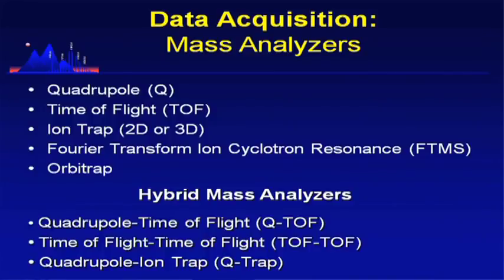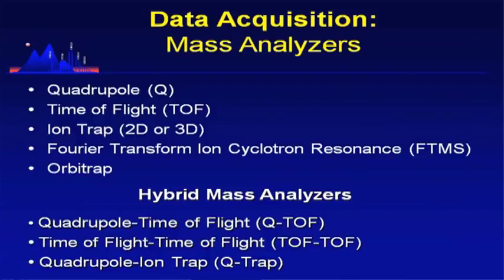There are lots of types of mass analyzers. Some examples here: quadrupole, time of flight, which is called a TOF, an ion trap, FTMS, and a new type of mass analyzer, which is called an orbitrap. See, I do it too. I call them mass specs because you name them based on their mass analyzers.